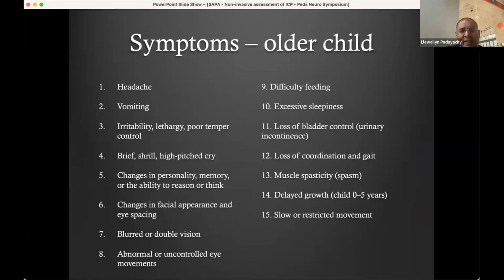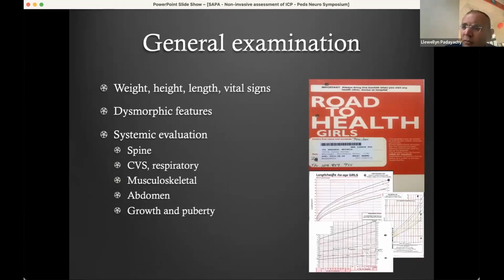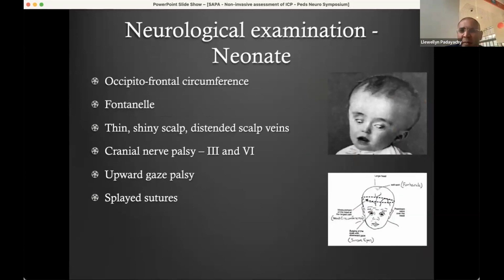In an older child, it differs. Some of them still remain the same, but I think the symptom complex becomes a little more complicated. One needs to be aware of those. The general examination: when talking to a group of pediatricians, you always need to include the fundamental useful stuff. So things like the Road to Health chart. Any mom bringing a kid into our clinic, in an academic or government hospital, always will have the Road to Health chart. I find it differs a little bit depending on where you see the parents. So you can get the weight and height, dysmorphic features, and then you've got to do a systemic evaluation, and then measuring of the head circumference is a fundamental tool.